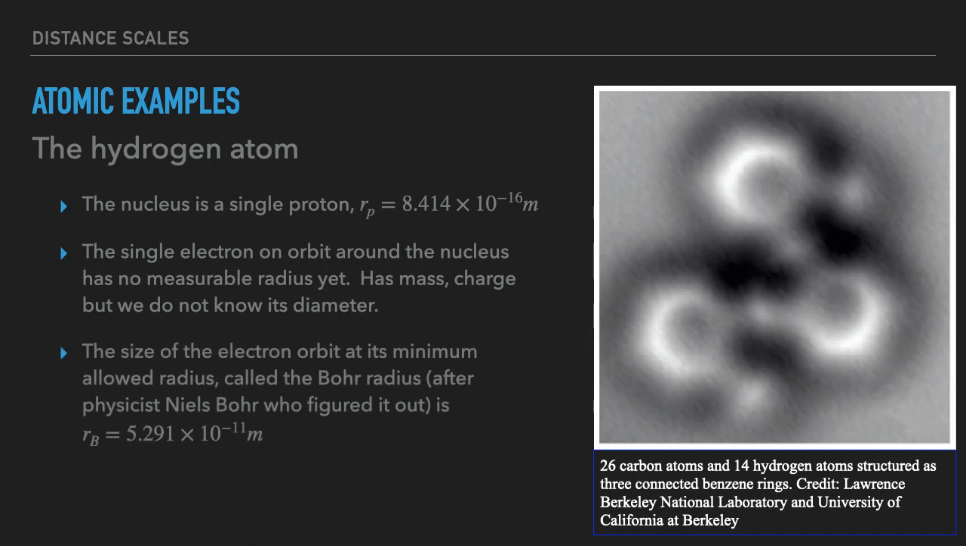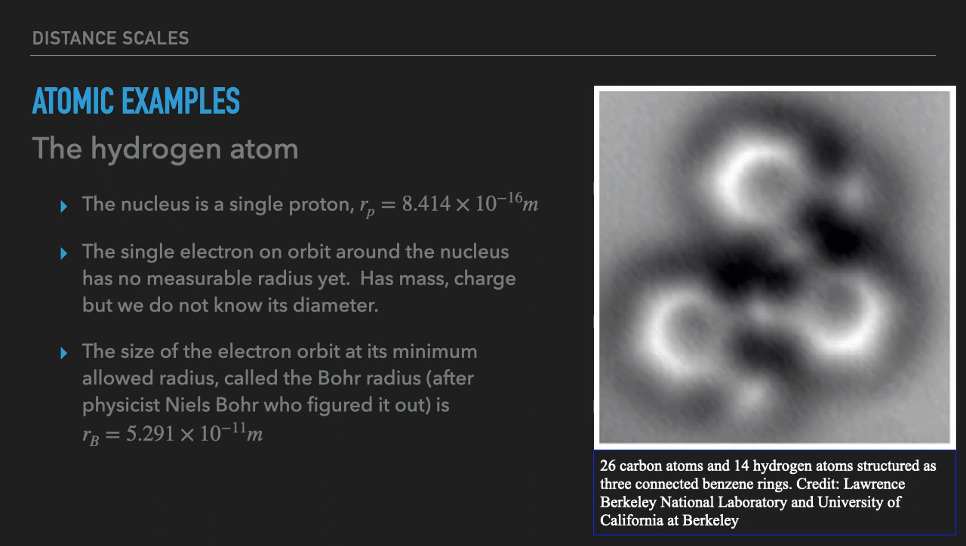Now we do know the relative size of its orbit. Okay, now this is called the minimum orbit. The minimum allowed radius is called the Bohr radius, which is named after a famous physicist named Niels Bohr, about 100 years ago, when he figured it out. And that's about 5.291 times 10 to the minus 11 meters.